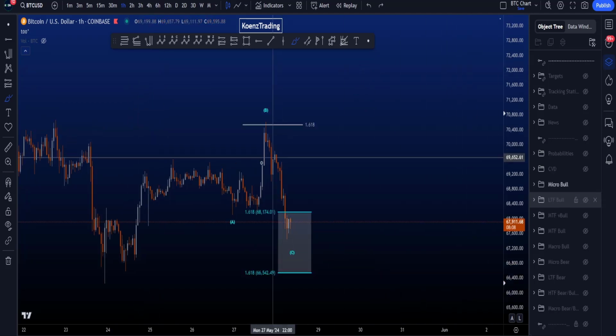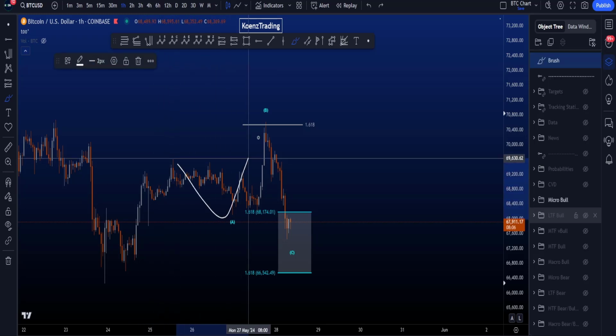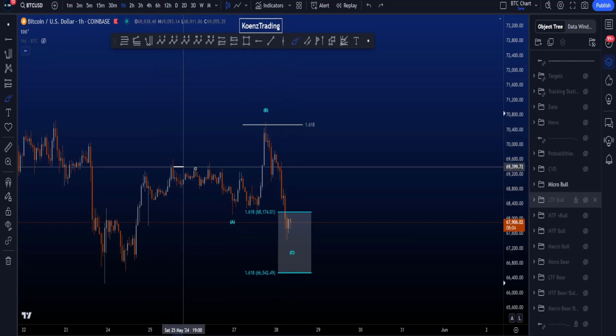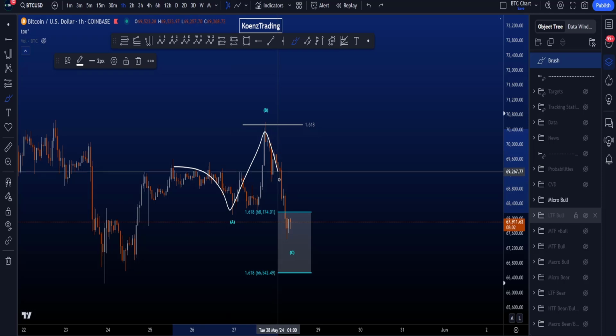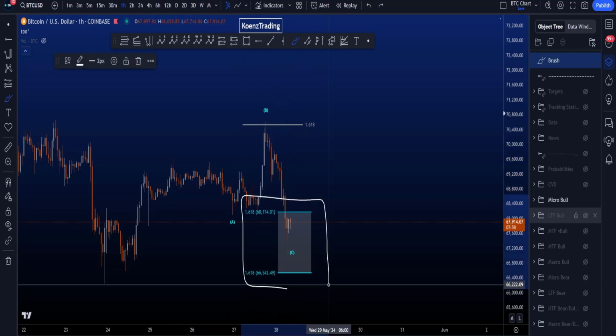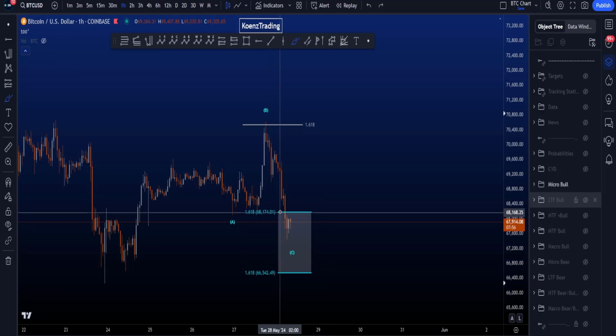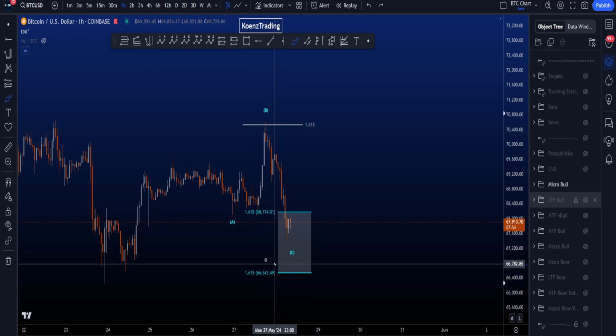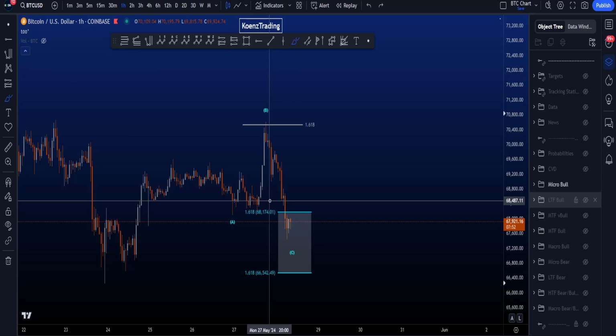Now the only scenario that can fit in a wave 2 would be an expanding flat at the moment: a 3-wave A, a 3-wave B, and then an impulsive 5-wave C to the downside, ending inside the most common target area for your wave C, which is between 68.2k and 66.5k.